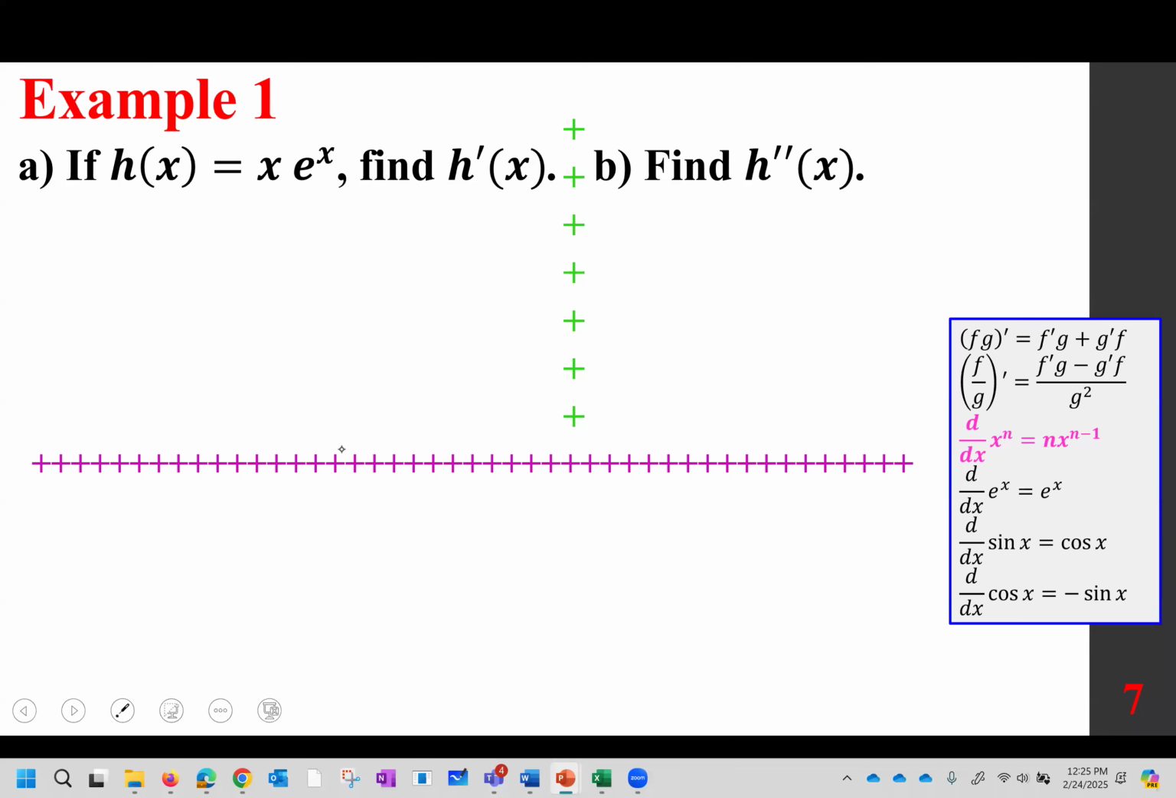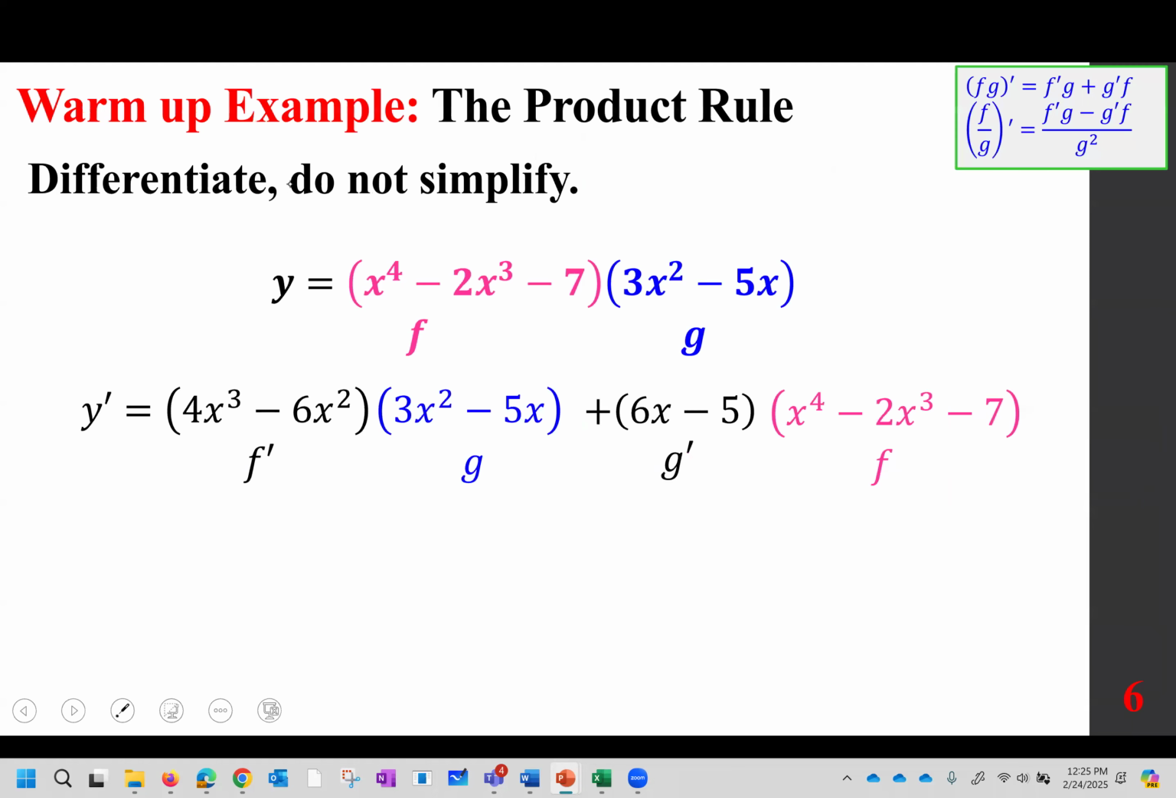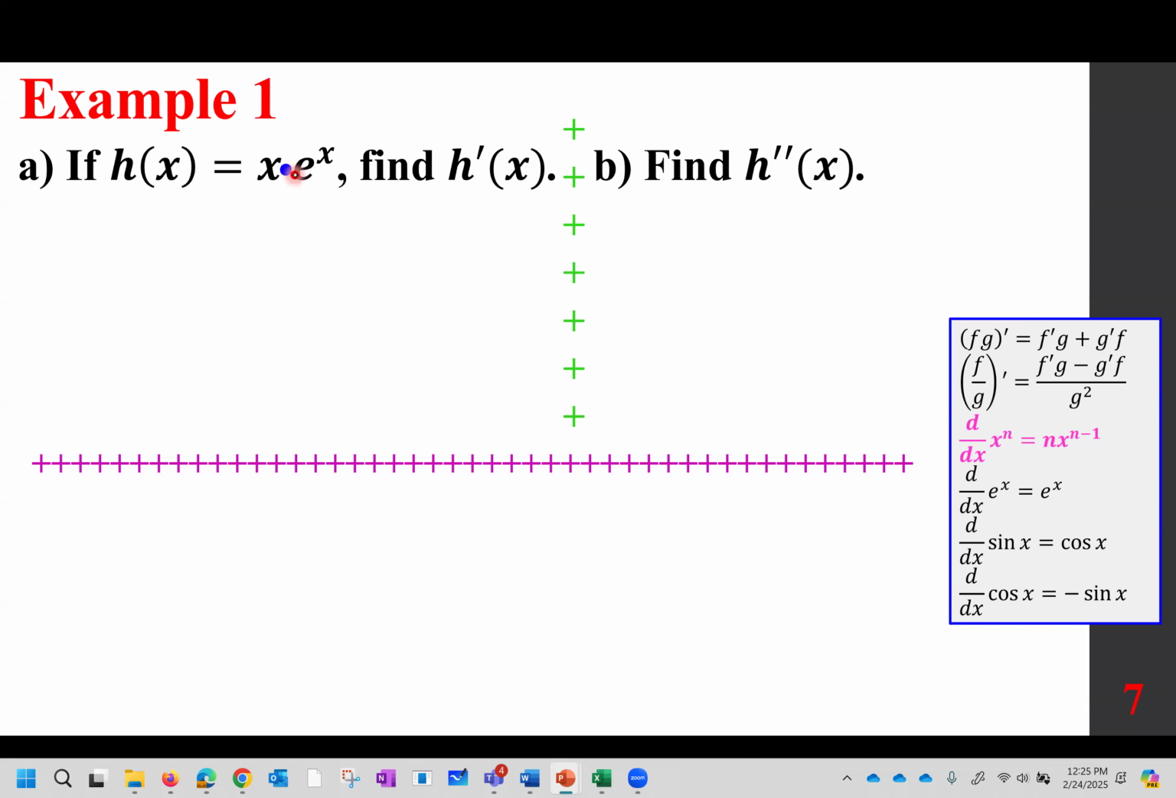Now, let's actually look at examples. We are going to go from A to Z to finish him. So h of x is x times e to the power of x. And to emphasize that, I put a raised dot in between, meaning I'm multiplying these two, meaning I need to use the product rule. So I'm going to write f times g and use the product rule.